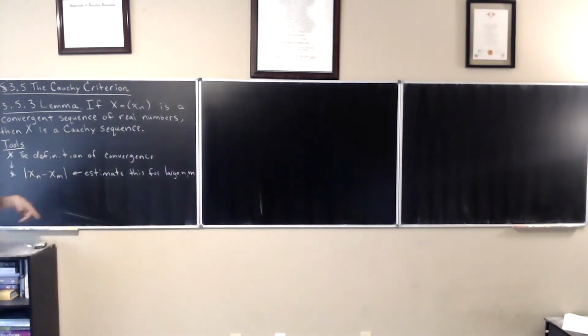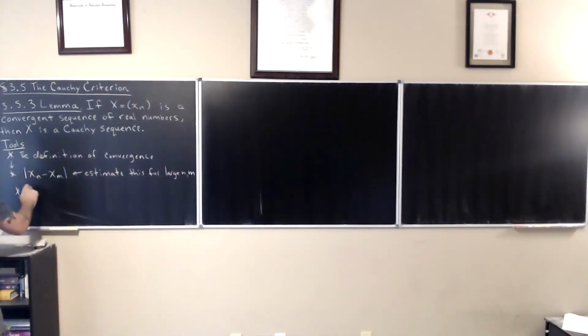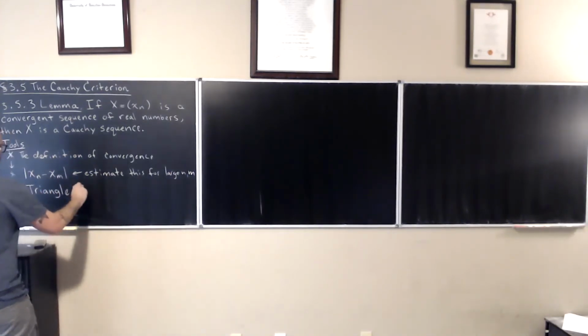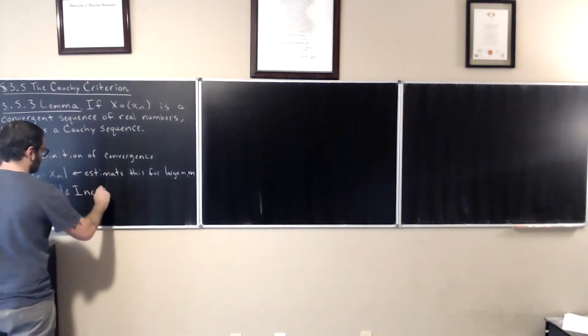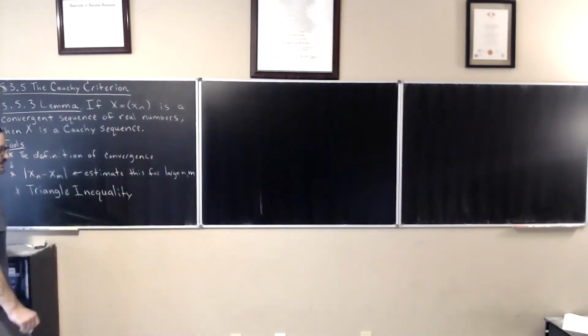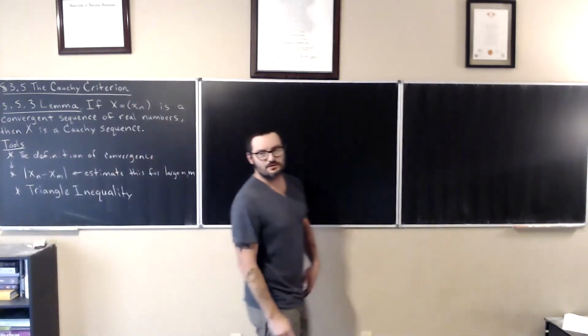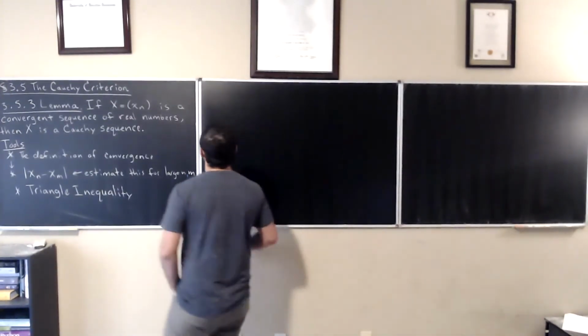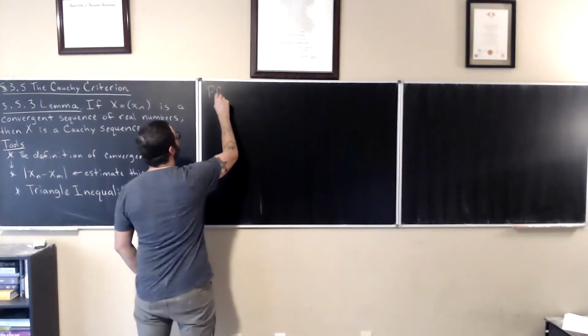And when doing that, I can imagine that if we're using the definition of convergence and we have an estimate on this, it's more than likely going to be the case that we're going to use the triangle inequality. And I think that should be it as far as the tools we'll need in order to prove this. Okay, so let's go ahead and get started. So, proof.